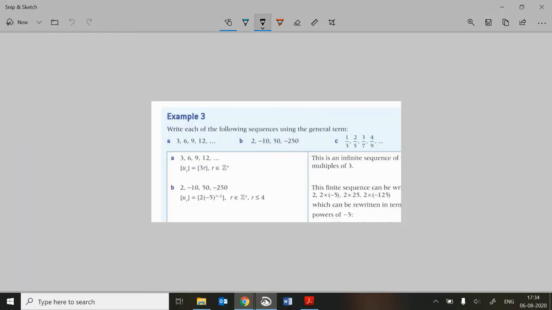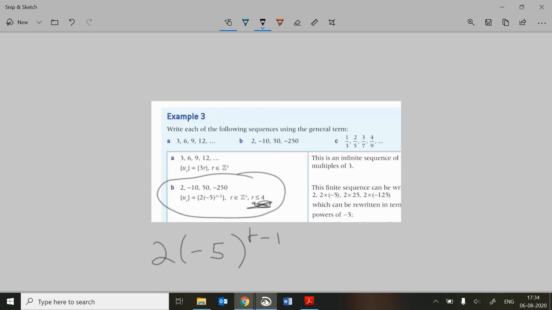Now you can see that for this one, they've defined R to be less than or equal to 4 when they put it in here. Let's test that one out. So it says 2 times minus 5 to the power of R minus 1. And they say where, oh, okay, that's something I didn't notice. Okay, I messed up twice in that.